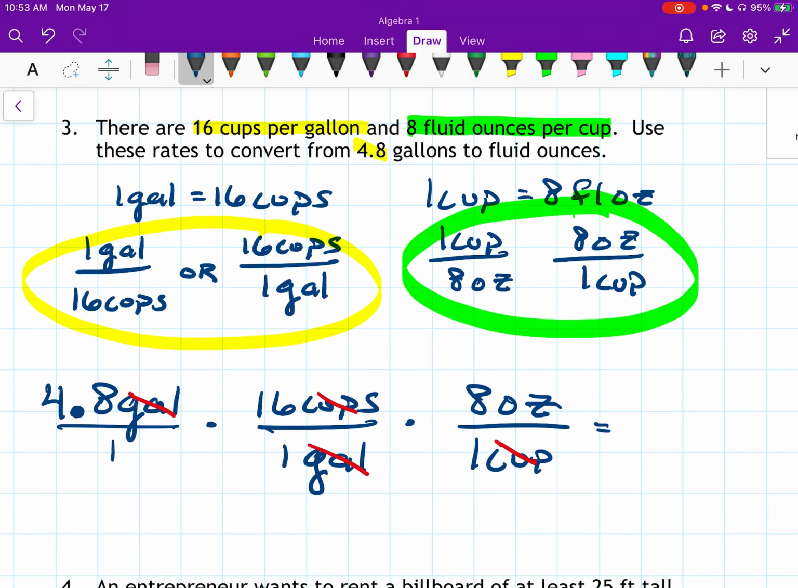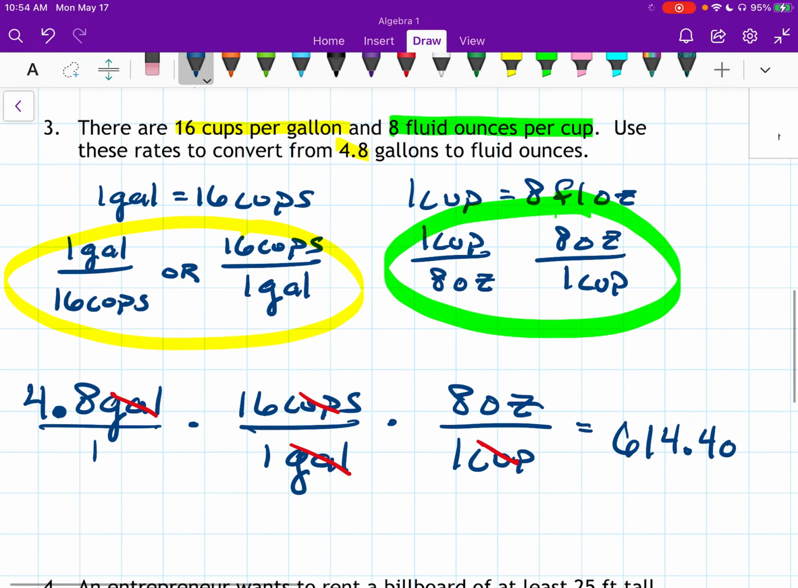Now that I've written it all down, I'm going to multiply across. It happens to be the denominators here are all 1, so I'm going to type in 4.8 times 16 times 8, and I get 614.4, and we're talking about ounces.